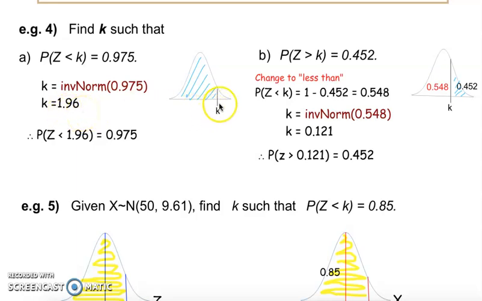Does that make sense? I think so, because 1.96 is very close to 2 standard deviations above the mean.